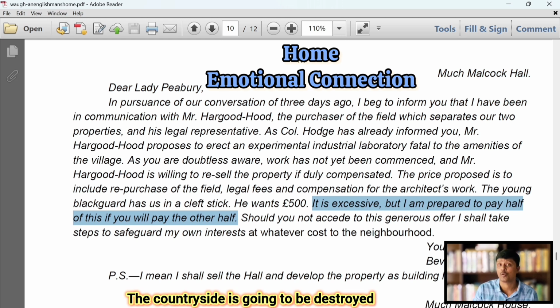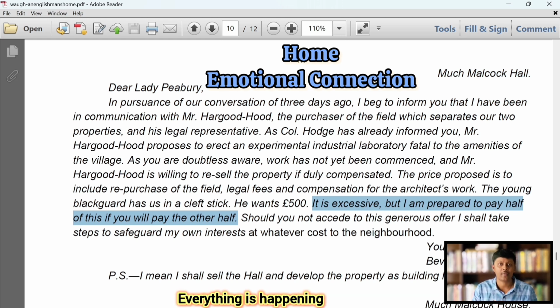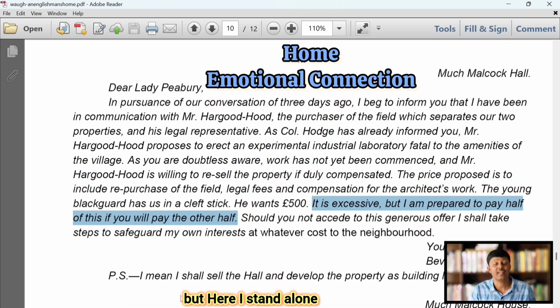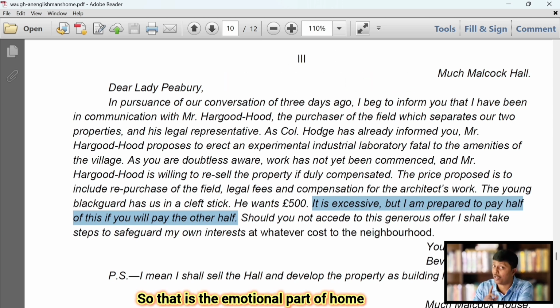The countryside is going to be destroyed. The industrialization is coming inside. Everything is happening, and my home is going to be snatched away from me. My land is also going to be snatched away. But here I stand alone if no one else is here. So that is the emotional part of home.